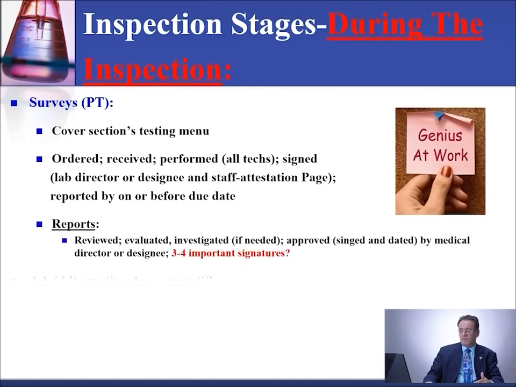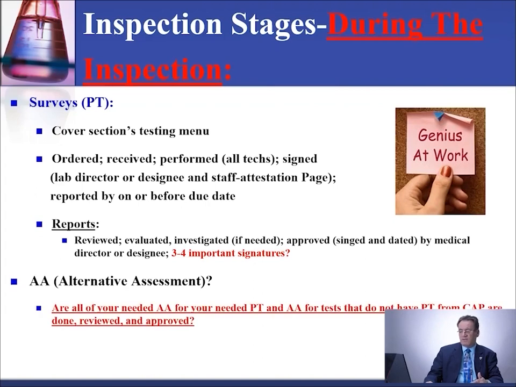They want to see that you received your report from CAB, you reviewed them, you evaluate them, you investigate them if needed, approved, signed, and dated by the medical director or the designee. There are 3 to 4 important signatures for the PT and the attestation page. Okay, the CAB evaluation report, your evaluation report, and your investigation report if needed. So that's 3 to 4 signatures, a must for the medical director or designee.